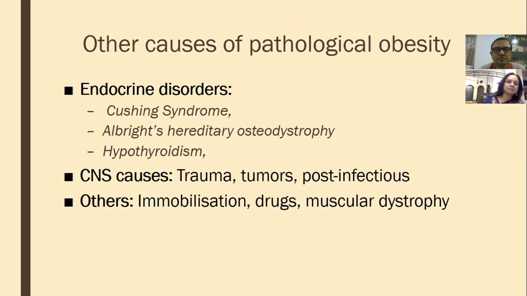What about other causes? Beyond the genetic syndromes, the endocrine causes that can lead to obesity are Cushing's syndrome, Albright's hereditary osteodystrophy, and hypothyroidism. CNS causes: trauma, tumors, post-infectious. And miscellaneous causes like drugs, immobilization, muscular dystrophy. These are the patients who are restricted to bed and likely to become obese unless their diets are carefully managed.